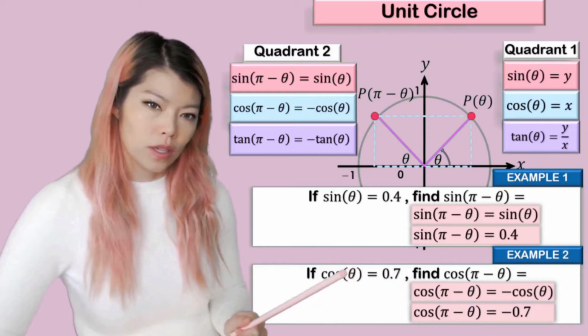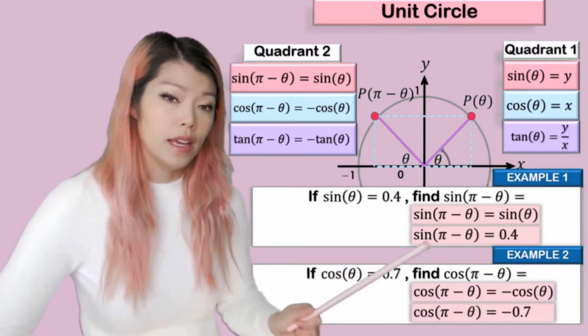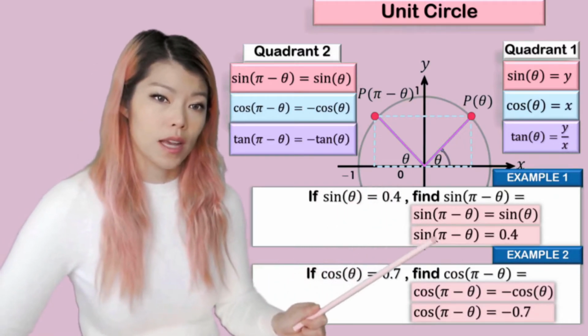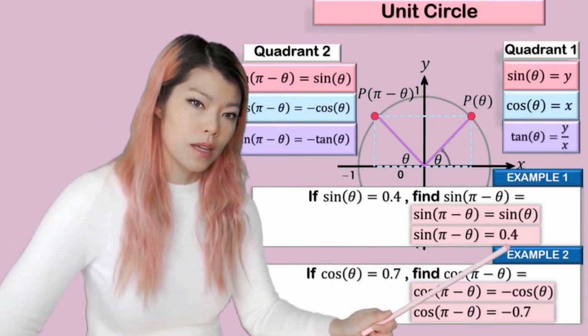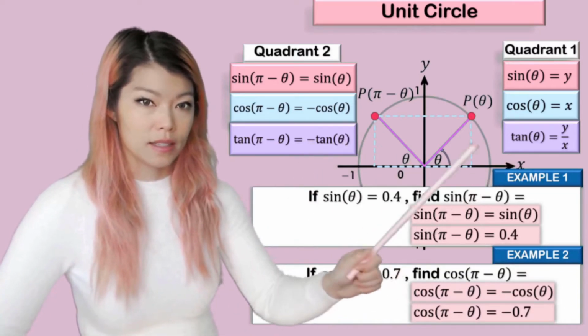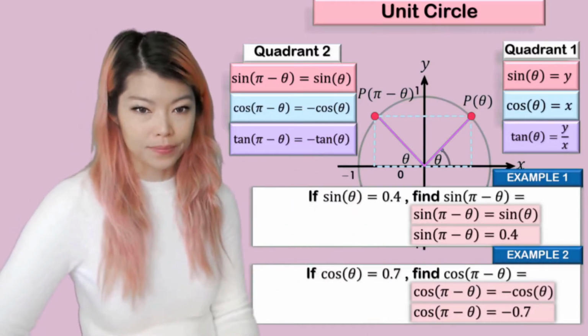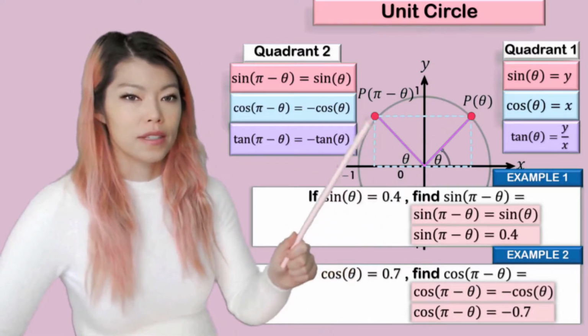So if we knew what cos is, then we know what cos of pi minus theta is. It's a negative of that. If we knew what sine is, then we know what sine of pi minus theta is. It's the same value. What about tan? If we knew what tan is, then the tan of pi minus theta would be the negative of that. Now we've done the first and second quadrants.